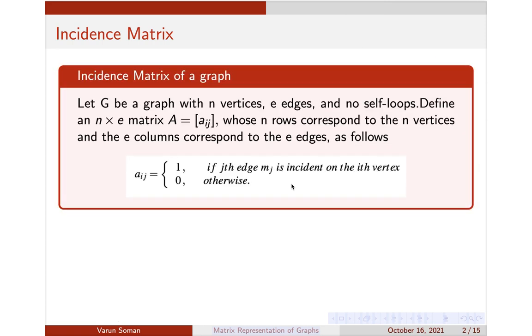So let us see some examples now. This is the definition of the incidence matrix. I hope you can follow the definition. For example, suppose there are n vertices and e edges, then we will have an n by e matrix, and we are also taking it that no self loops are there. So this is how it is defined. Let us see this example.